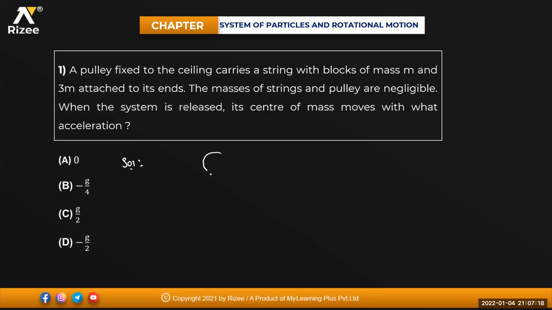Pulley is fixed. This is your pulley, and here this one is fixed. With the two blocks of mass m and 3m, if I'm taking this as m, here this will be your mass 3m. This is your tension T, this is tension T, this is tension T, and this is also tension T. When the system is released, this larger body will move with one acceleration, and this body will move with the same acceleration upward. So center of mass, with what acceleration will it be moving?